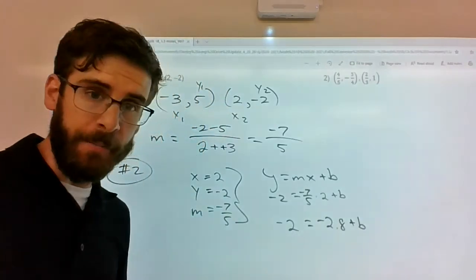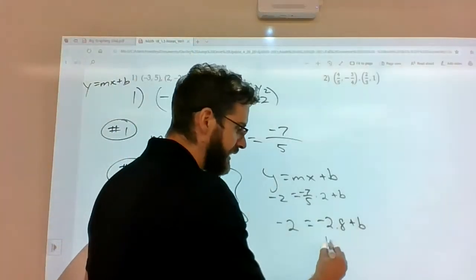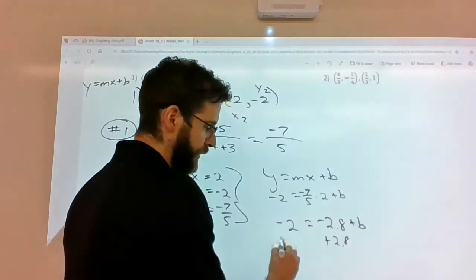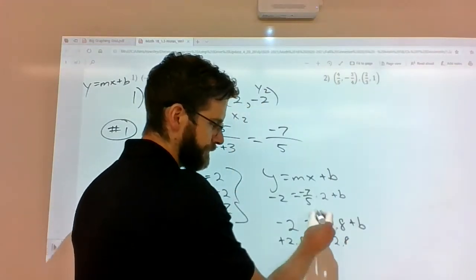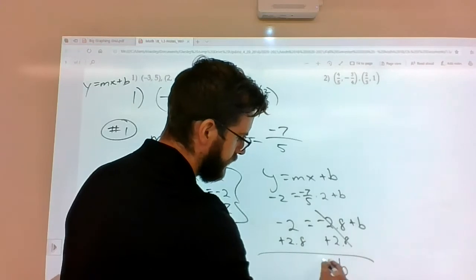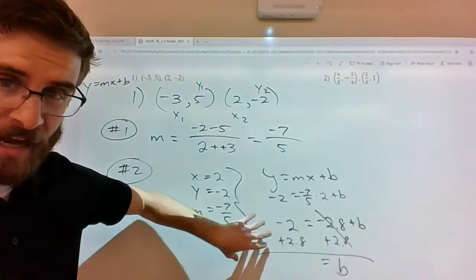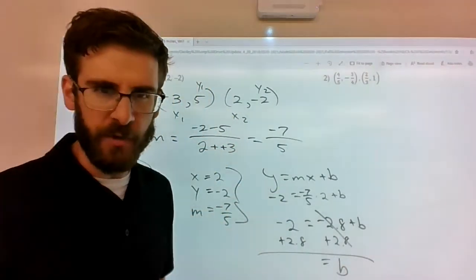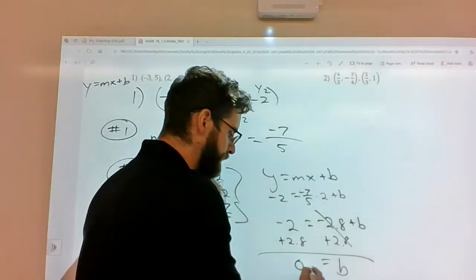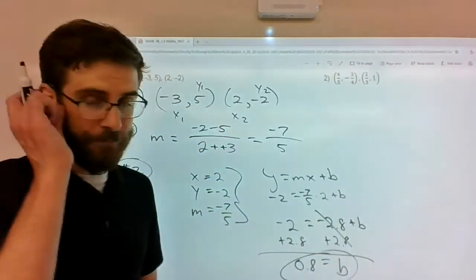All right, and I still got to get b by itself, so I just got to add that 2.8 to both sides to get rid of it on the right. You can plug that one through the calculator if you need to as well. Decimals can be tricky when adding sometimes. It ends up being 0.8.